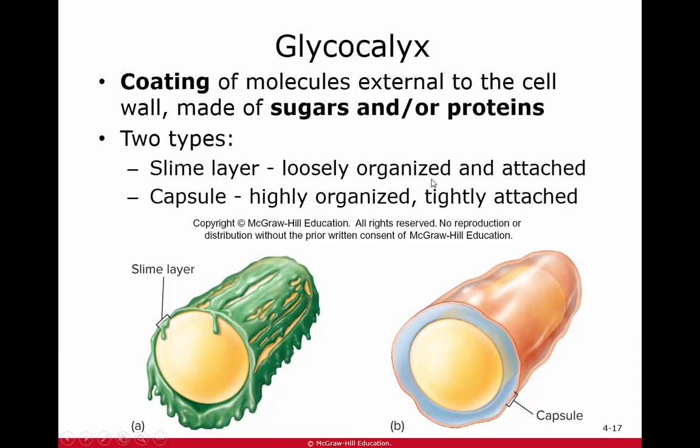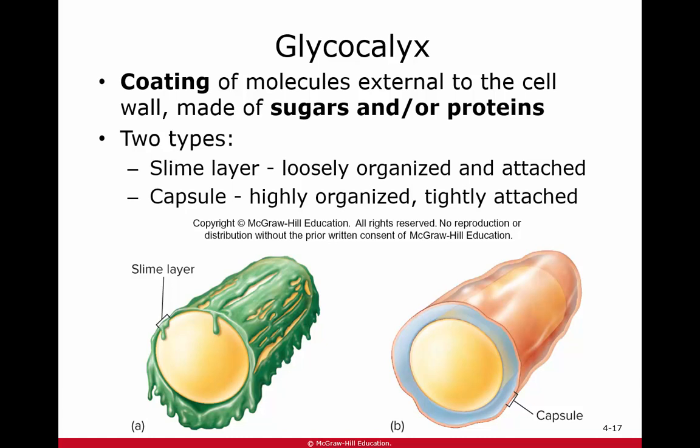Okay, last part about external features is going to be your glycocalyx. And the glycocalyx is a coating. It is usually made of sugars and proteins, so it's made up of carbohydrates and proteins. And if these carbohydrate protein molecules are tightly organized or tightly attached, it's called a capsule. And if they are loosely attached, it is called a slime layer.